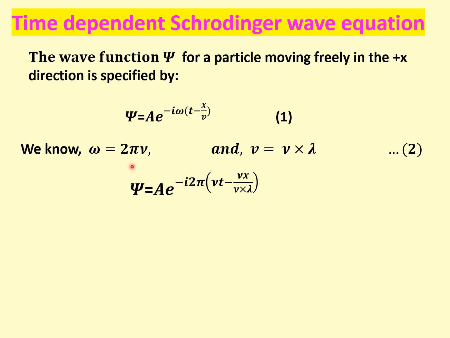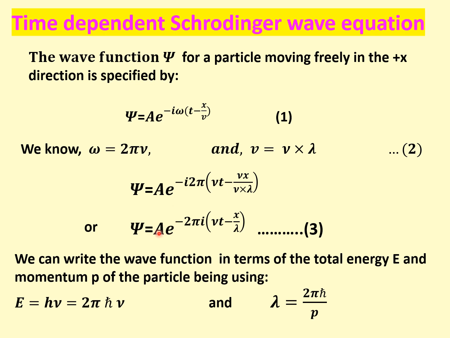If we put these values here, the wave function psi will be A e raised to the power minus i omega, where omega equals 2 pi nu. We can take nu inside the bracket: nu into t minus nu into x divided by b. In place of b we can write nu into lambda, and nu will cancel out. So psi equals A e raised to the power minus 2 pi i (nu t minus x by lambda).